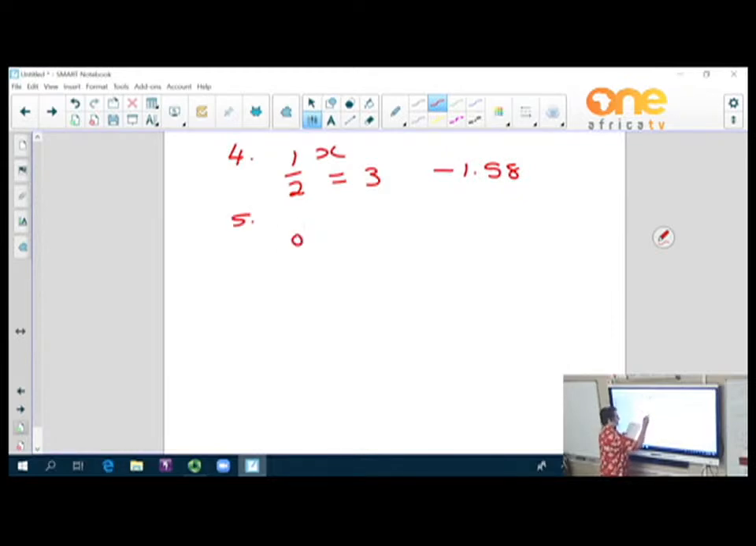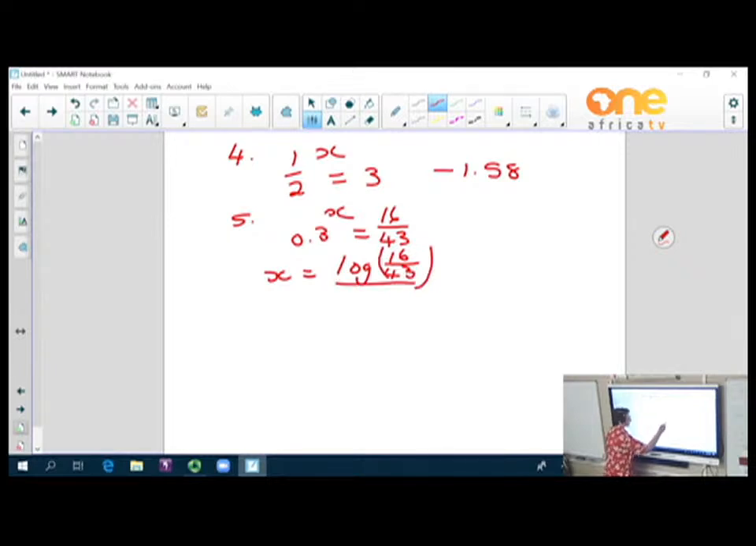Number 5, 0.3 to the power of x is equal to 16 over 43. The method remains exactly the same. X is equal to log, you'll see this is a fraction, you can get a value first there, or you can keep it like that, divide by log 0.3. And this one's answer is 0.821.